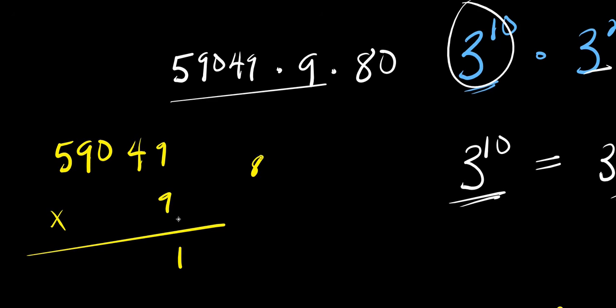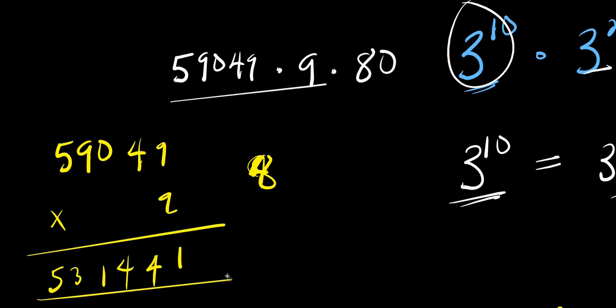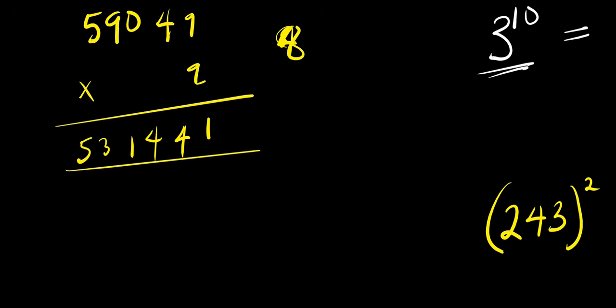We have 1, carry over 8. 9 times 4, that is 36. 36 plus 8, that is 44. 4, carry over 4. Then 9 times 0, 0, 0 plus 4, we have 4. 9 times 9, 81. 1, carry over 8. Then we have 9 times 5, that is 45. 45 plus 8, that is 53. So we have 531441 for this. So we are going to multiply this by 80 to have our final answer.